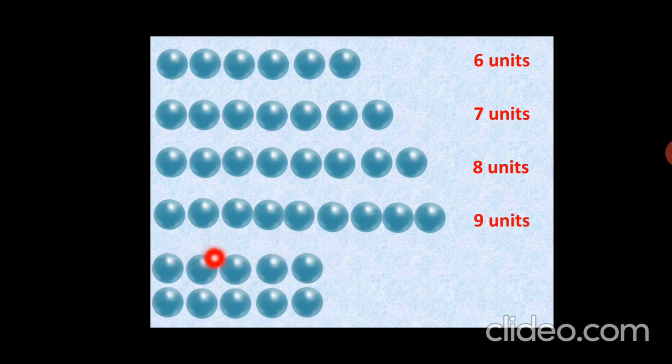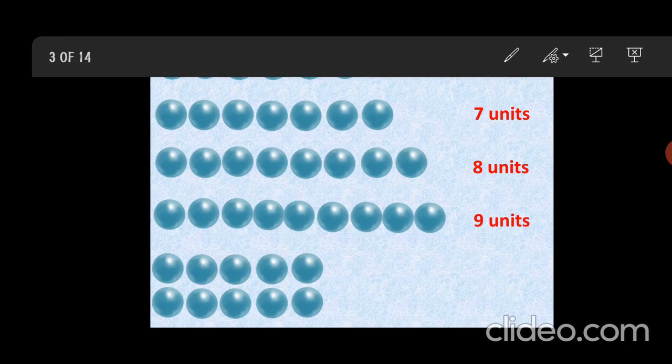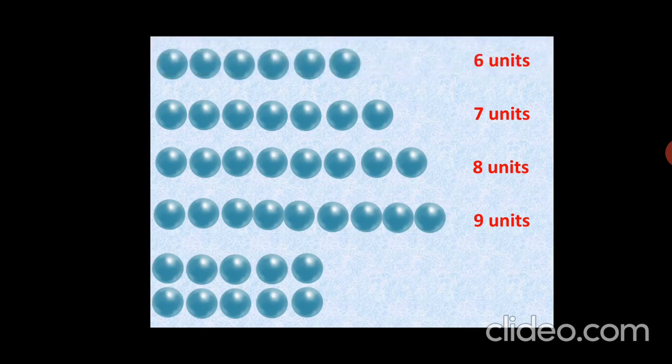1, 2, 3, 4, 5, 6, 7, 8, 9, 10. 10 beads, 10 units. Now children, we have learned till 10 units. Now what we are going to do? We are going to make a bunch of 10 units.